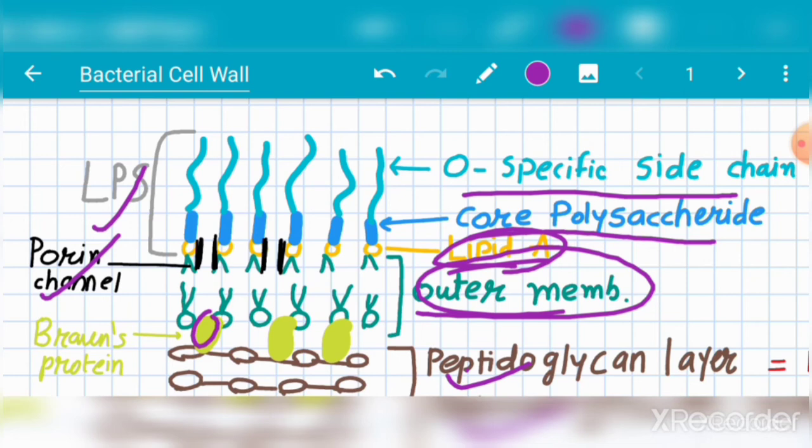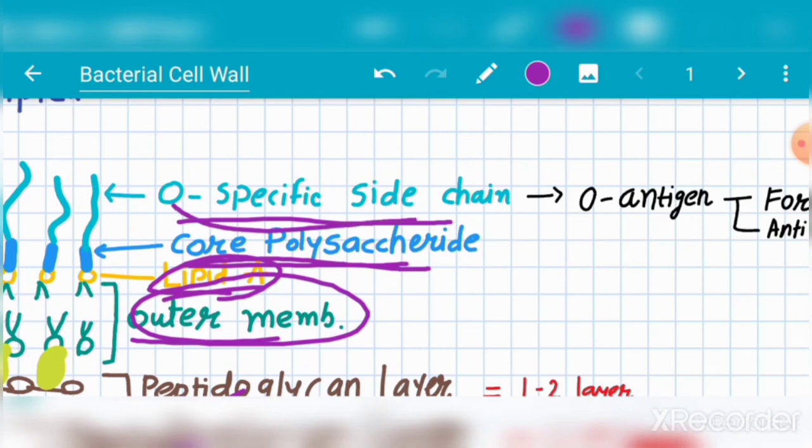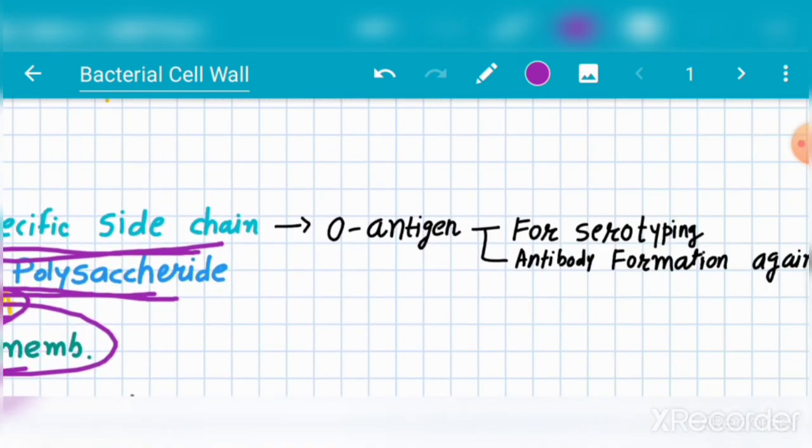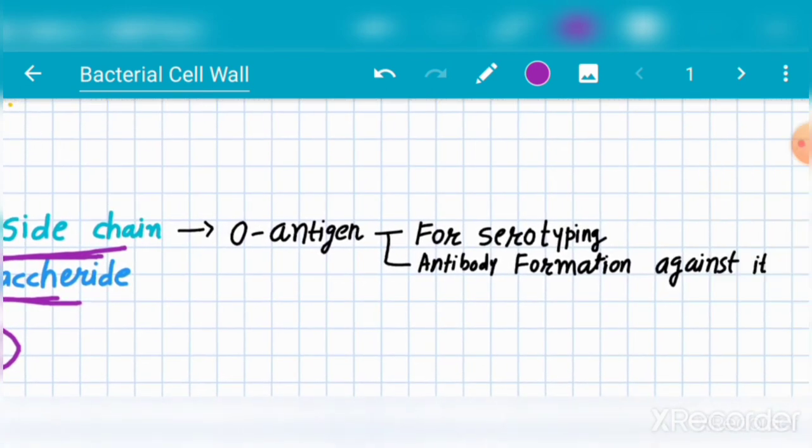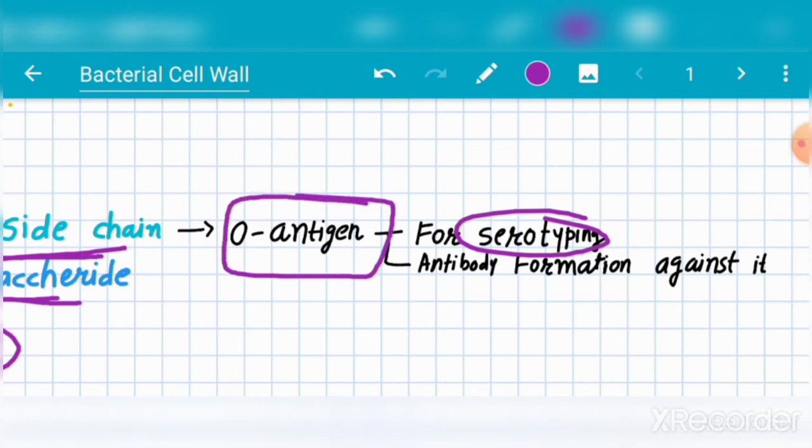Outside lipid A, there is a core polysaccharide. From the core polysaccharide, the O-specific side chain projects outwards. These O-specific side chains are responsible for antibody formation in the human body, and we can classify the bacteria through serotyping on the basis of this O antigen.